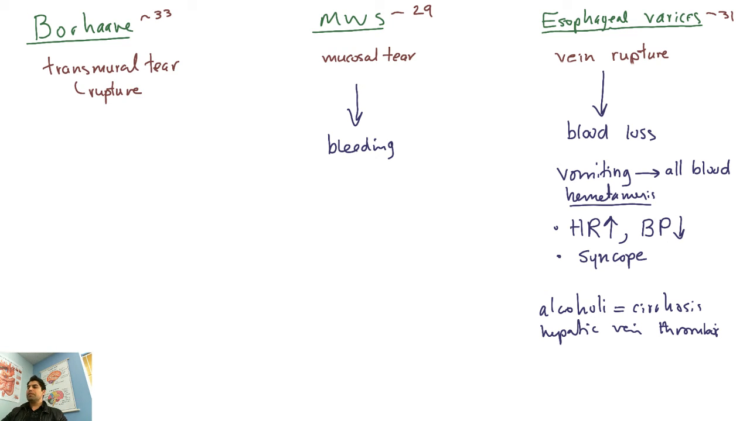Now one more difference. Venous blood is dark. Arterial blood is what? Red. So in Mallory-Weiss, it's fresh red blood, and esophageal varices is dark, old blood. So Mallory-Weiss is arterial bleeding?